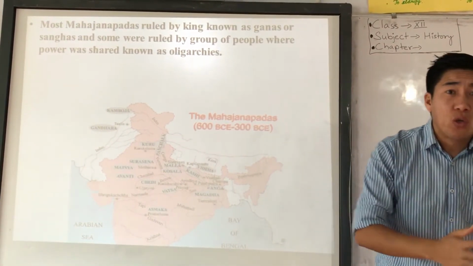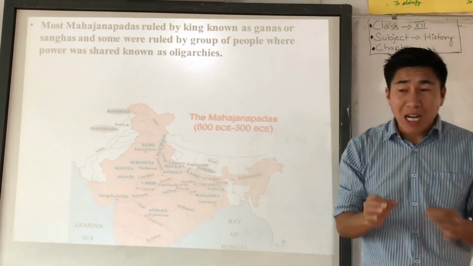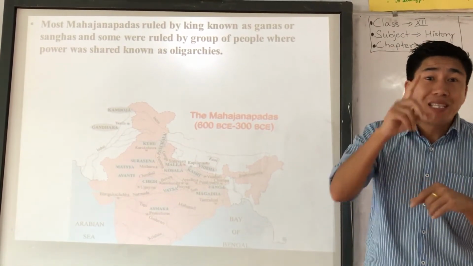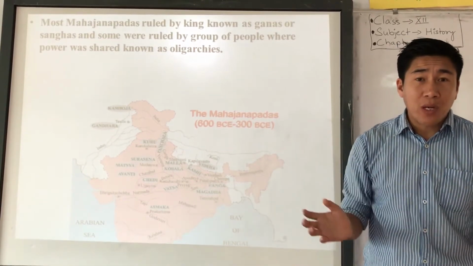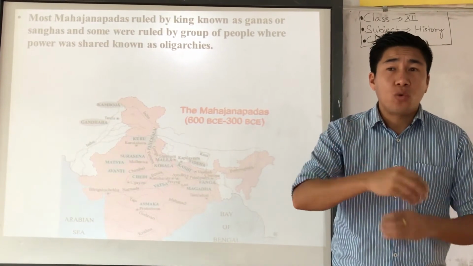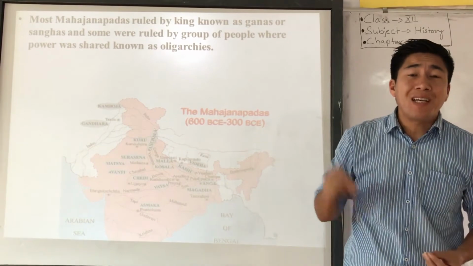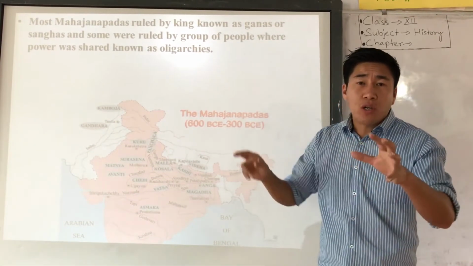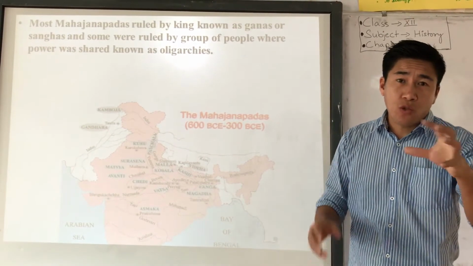And there was another kind of governing system that we call oligarchy. Oligarchy is a governing and administration system in which there was no single king. There were many adults, they combined together, did the discussion, and then made a unanimous decision to look after the kingdom. These adults were known as rajas. That kind of governing system is called oligarchy. You can also find this definition in your textbook, so you need to look at it.